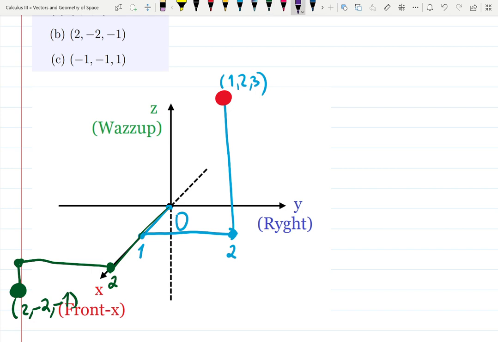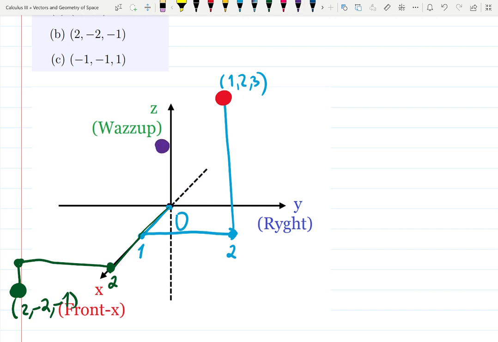Let me do it for you too. So minus 1, that's back, not to the left. You see, you first want to go to the left because that's what used to be x. Now x is front and back. Minus 1, back. Minus 1, that means to the left. And then 1 up. This is the point.